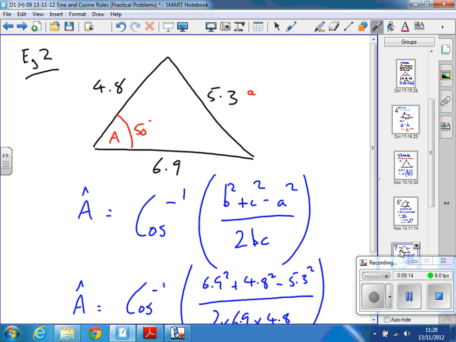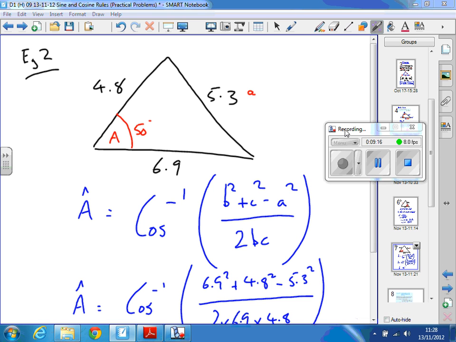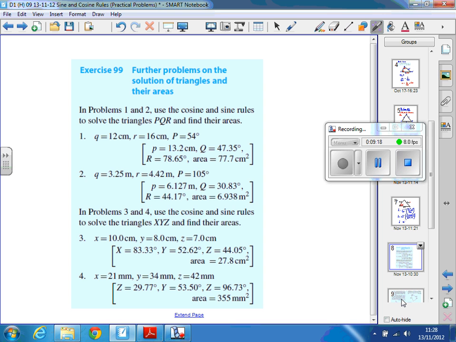Okay? Now, have a look at, please, in your textbook, page 226, this exercise here, and try these questions. Don't bother to find the areas. Just solve the triangles. Find the missing sides and angles.